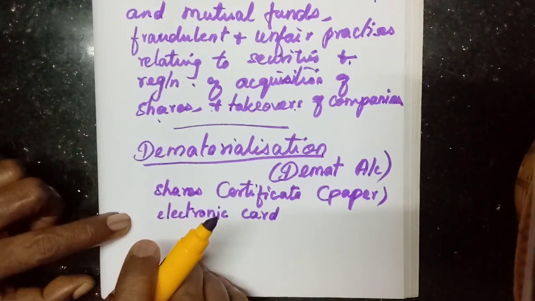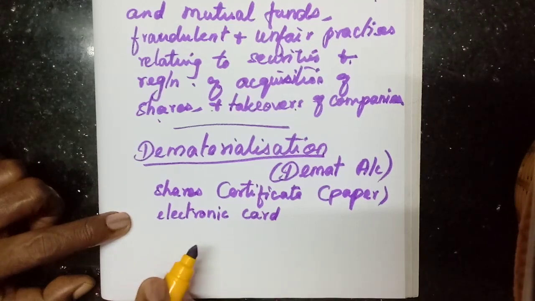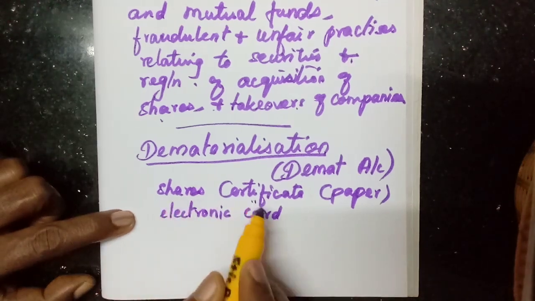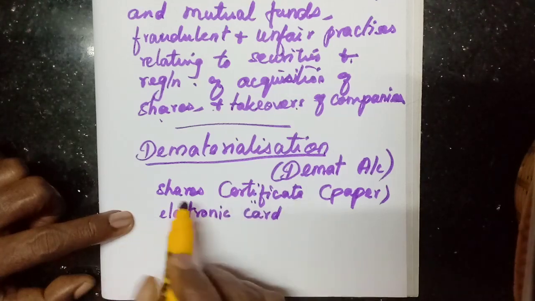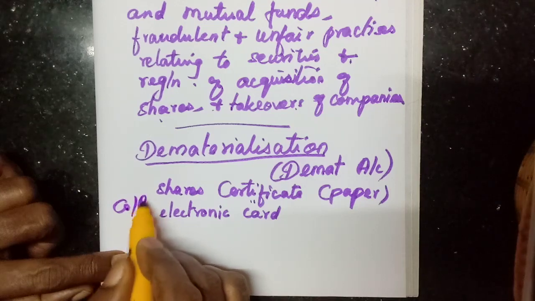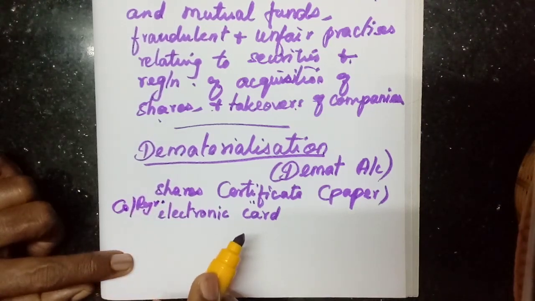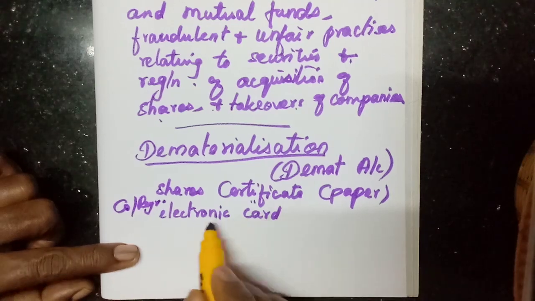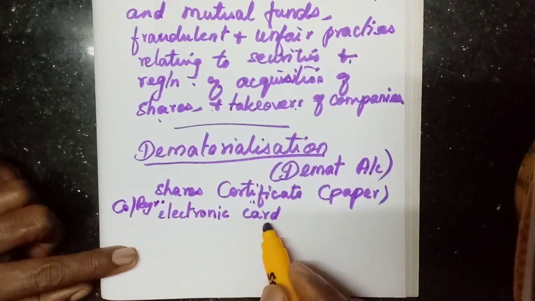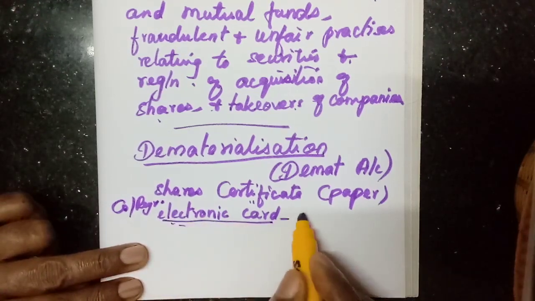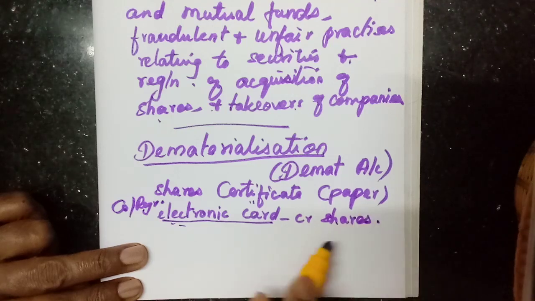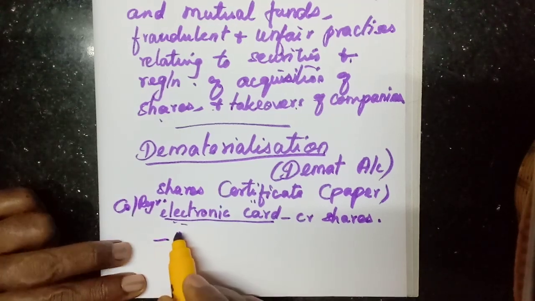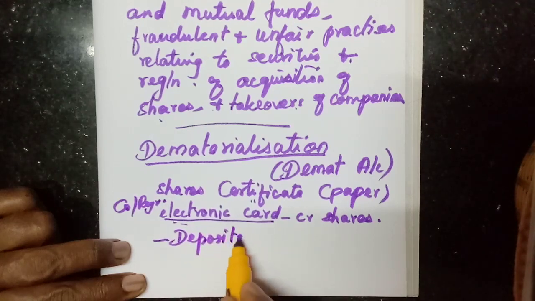Dematerialization, that is one of the 3-mark questions, first paragraph. Dematerialization is the process by which physical share certificates are taken back by the company. Who will take this? By the company or by the registrar, and it will be destroyed. Then another electronic form will be given, so that in that electronic card they will credit their number of shares. Here all these will be done with one department, that is called the depository participant.